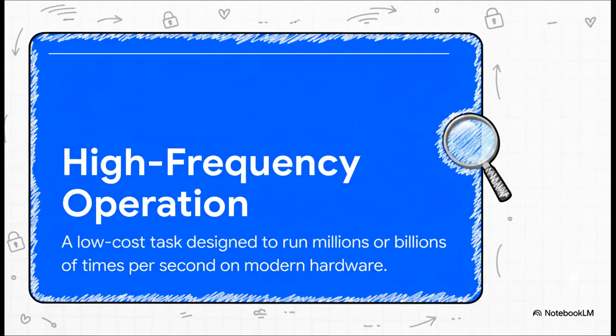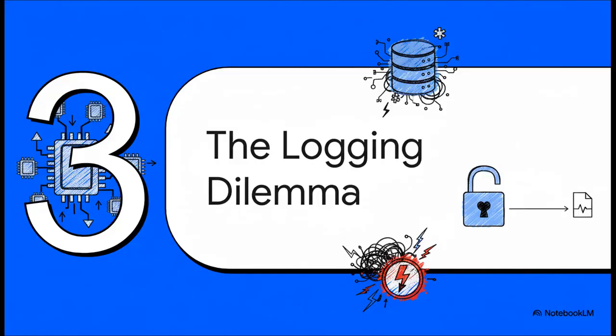And that leads us to a really important idea, the high-frequency operation. Think of something small and efficient, like AES encryption. It's a cheap, simple task that modern hardware is literally built to do at insane speeds. But this incredible power creates a brand new and very tricky problem. And yep, that problem is what we're calling the logging dilemma. See, you need to watch your systems. You have to log what they're doing to make sure everything is working right, to check for errors, all that good stuff. But how do you log something that's happening a billion times a second?